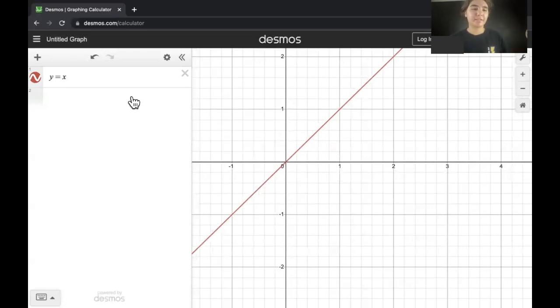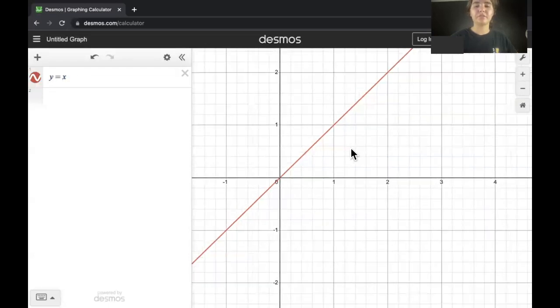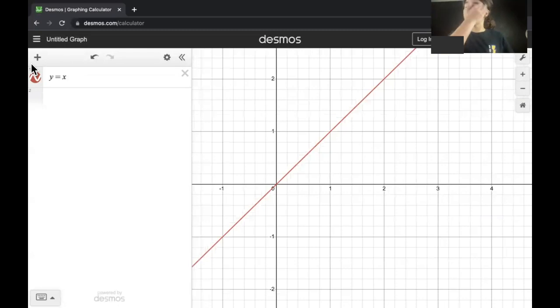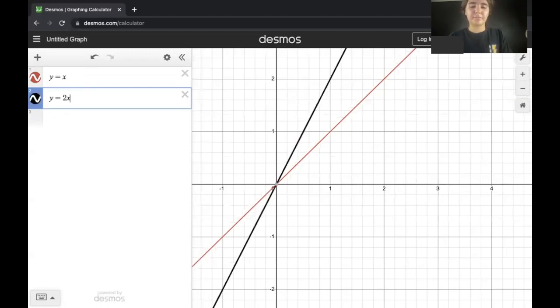But basically, think of this as inputs and outputs. If we plug in a 1 for this x here, then this y, because it's equal to x, would also be 1, and that's this point here. If we plug in a 2 for this x, then this y value is also going to be 2, because y is equal to x. But let's say we had another line, and it wasn't y equals x, it's y equals 2x.